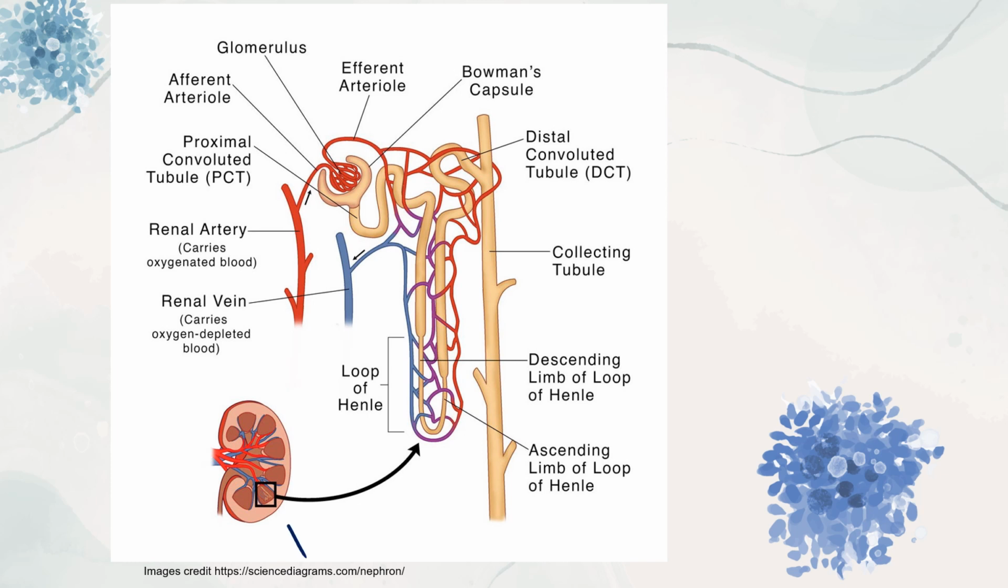And we're going to zoom in here on a single nephron. Nephrons are the functional units of kidneys, just like the alveoli are functional units of the lungs, or sarcomeres are the functional units of muscles. Nephrons, this is where the work of the kidney gets done.